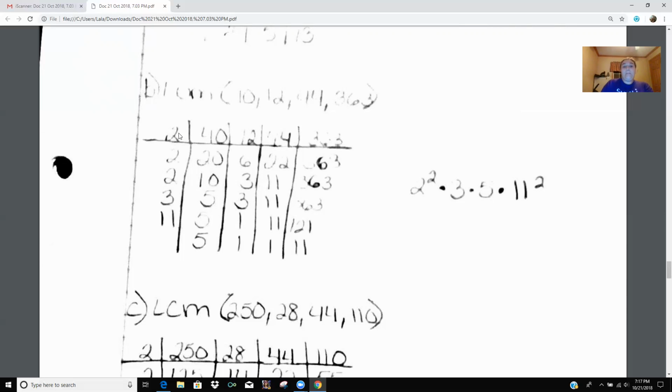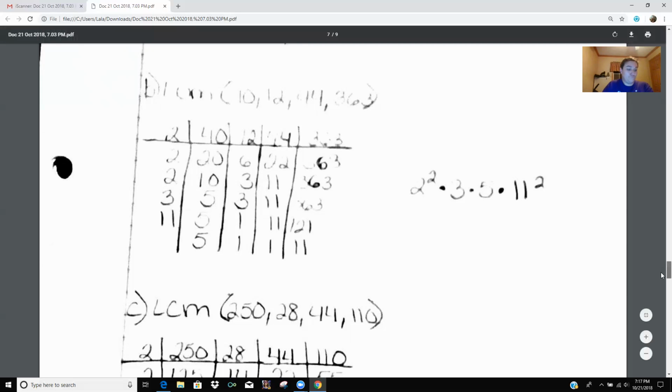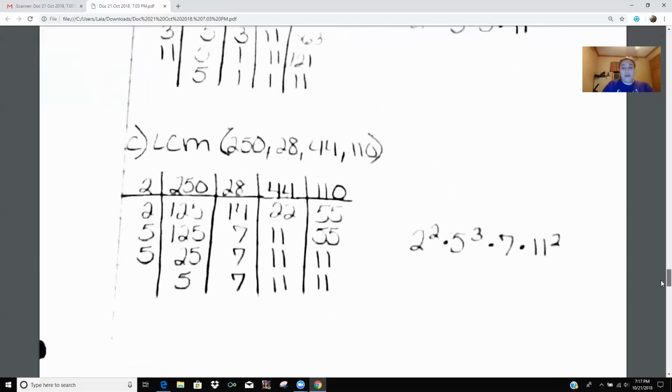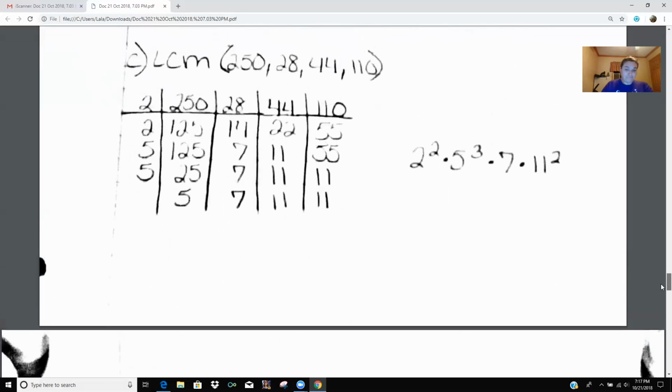Now, as you can see right here on this row and at the very bottom row, we have nothing but prime numbers. So we're going to write them out over here. So we have 2 2s. Oh, that's 2 to the 3rd power times 3 times 5 times 11 squared. All right, let's see, we'll do one more.